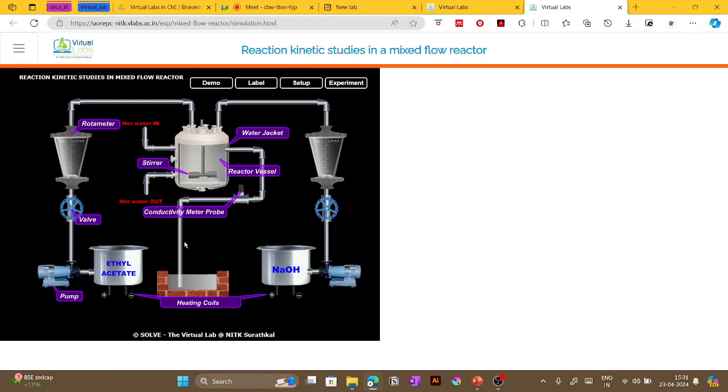The reactor outlet is provided. The reactor is heated with the help of hot water. So hot water will help to maintain the temperature of the reactor, right?